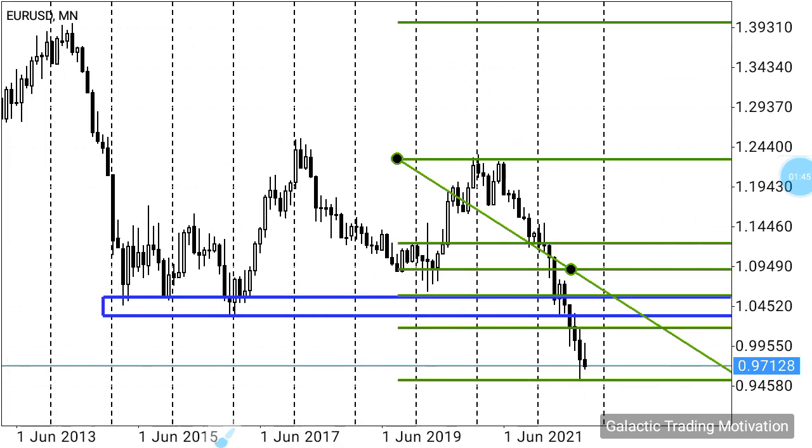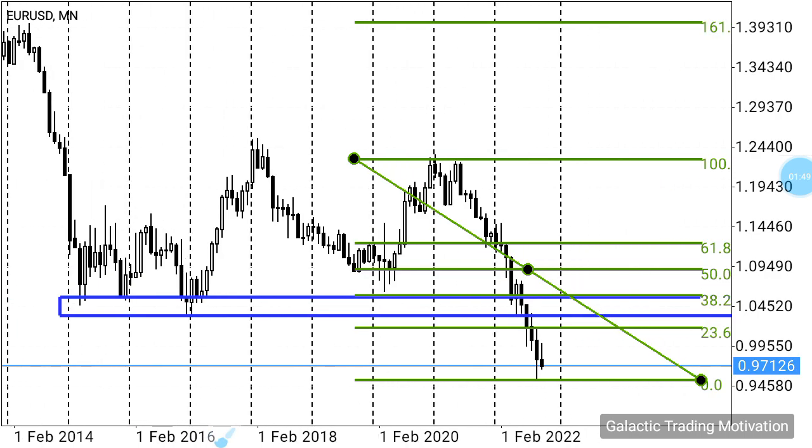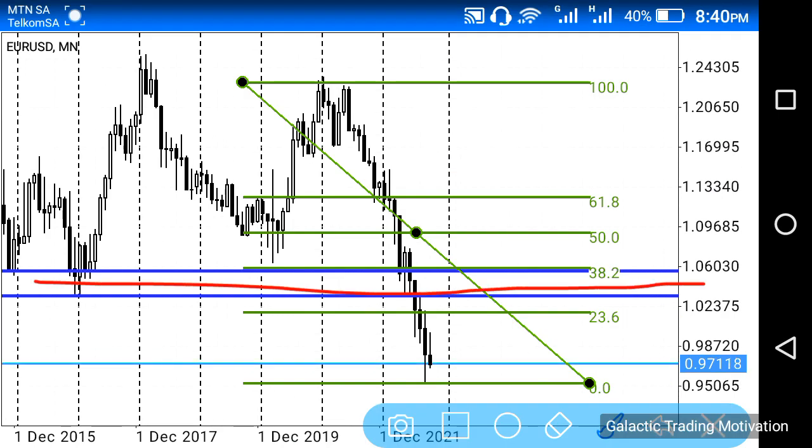Right, and we can see, guys, that the current resistance area, which is over here, aligns more or less with the 38.2% Fibonacci retracement level. So should price from where it is retrace back to this level, at this level is where we would look for potential selling opportunities, right?